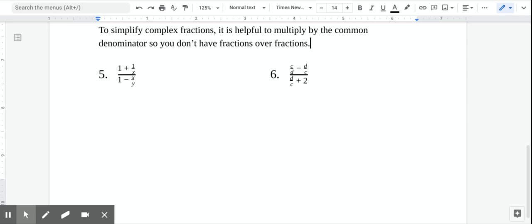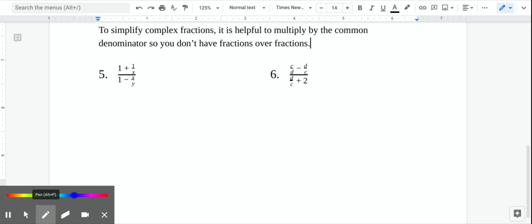The last couple of problems we have are called complex fractions. Complex fractions are when you have fractions within fractions. So notice over here we have a fraction in the numerator and in the denominator. What we want to do for these is get them easier.